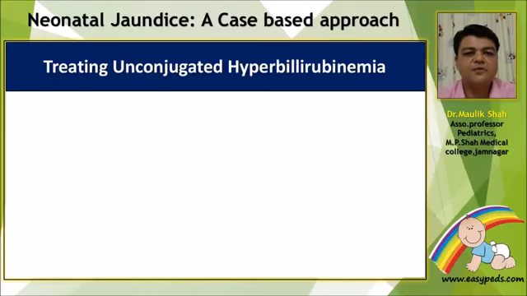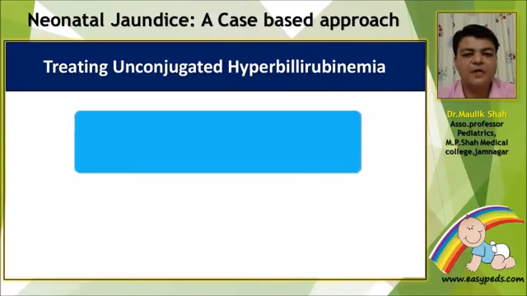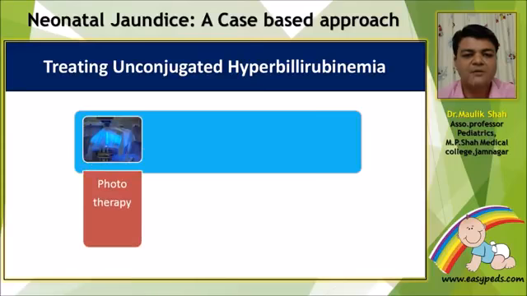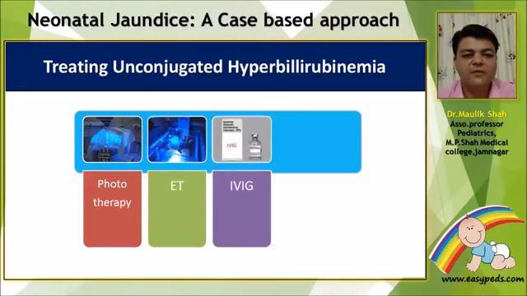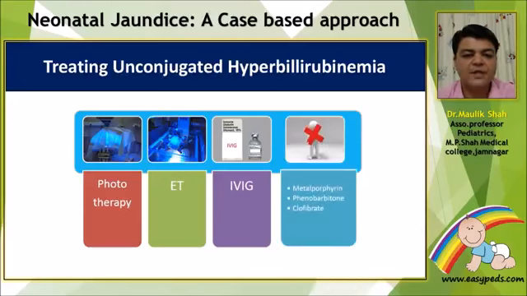After that, we come to how to treat this unconjugated hyperbilirubinemia. Friends, we have got 4 different modalities here. Number 1 is phototherapy, standard and age-old therapy. We'll look into details of this in a while. The second mode is exchange transfusion, where we change the blood of the baby. Third is IVIG, for which we have already talked a lot in part 1 of this webinar series.